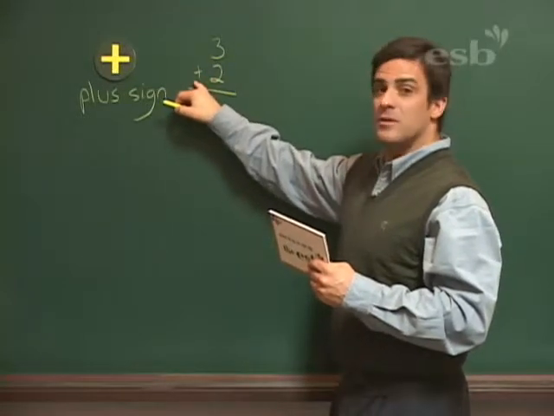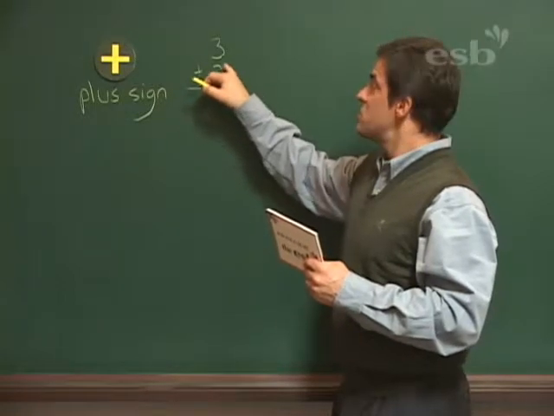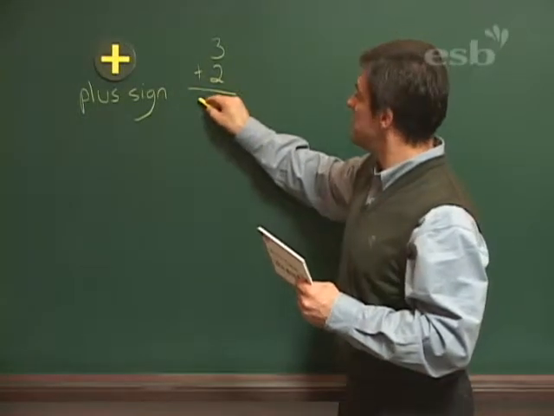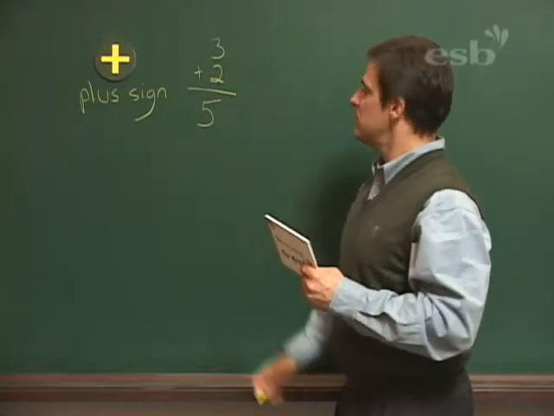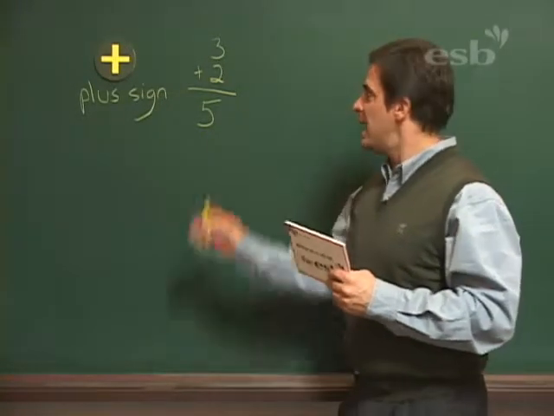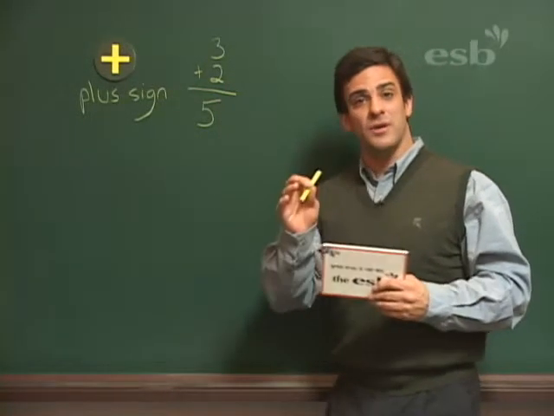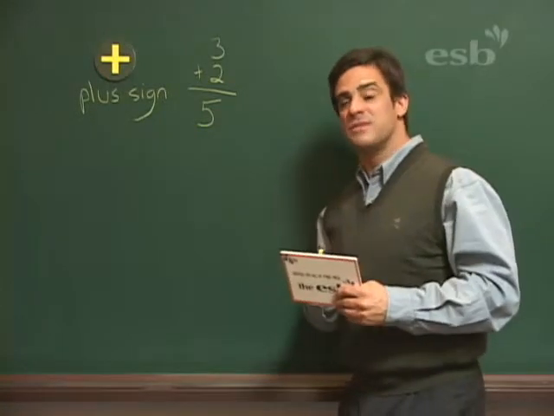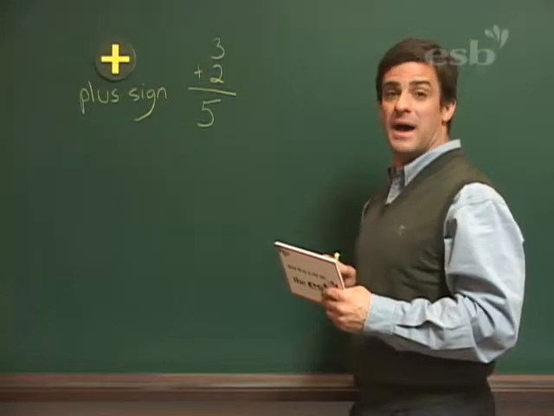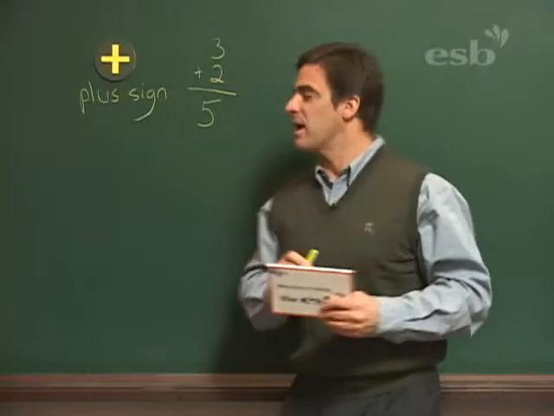3 plus 2. 3 plus 2 equals 5. We did it. We added numbers up and down. Remember, you can add two numbers up and down. 3 plus 2 equals 5. Let's try one more, okay?